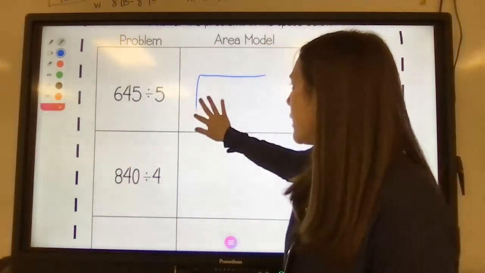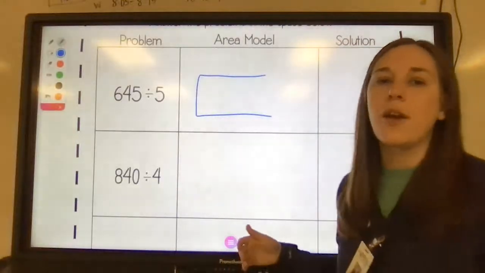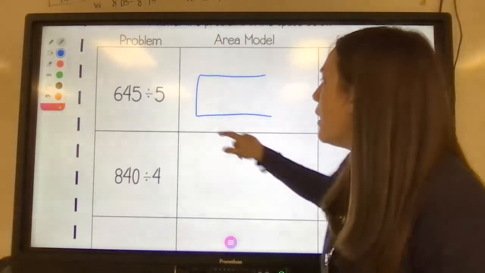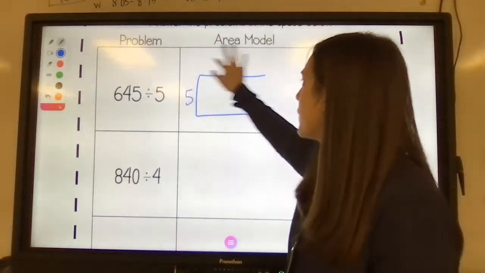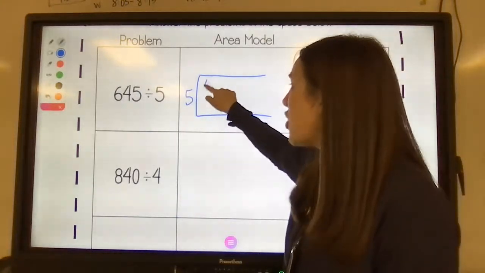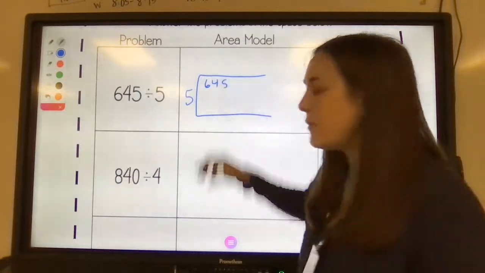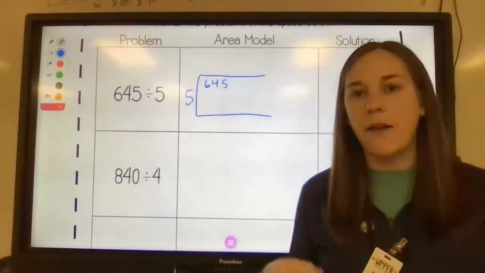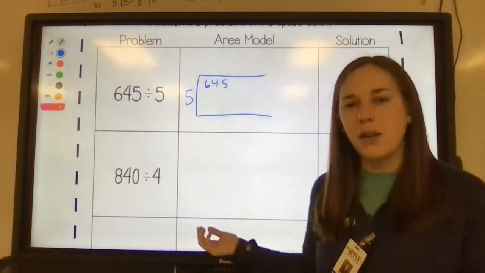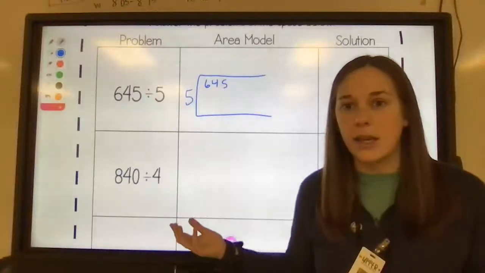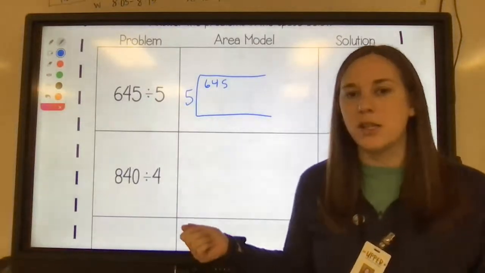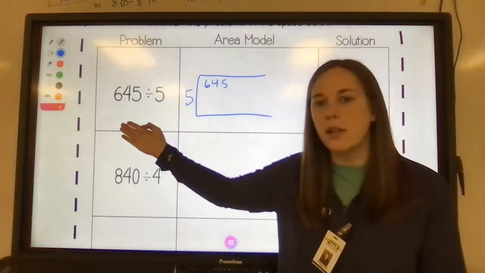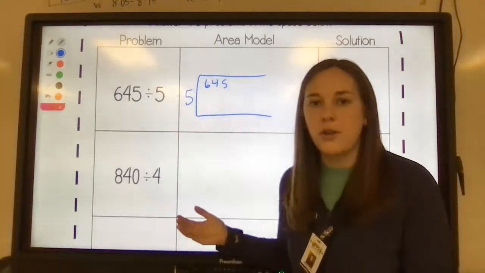We're going to start our rectangle, but we're not going to close it because we don't know how many sections we're going to end up having. I know this is going to be equal to 5, and I'm looking for all this. I'm starting at 645, but I've got to work my way down to 0. So I ask myself, 5 times what is going to get me as close to 645 as I can get? A good place to start is always with multiples of 100, since it's a 3-digit number in the hundreds place.